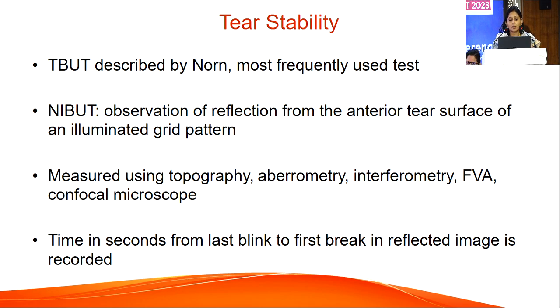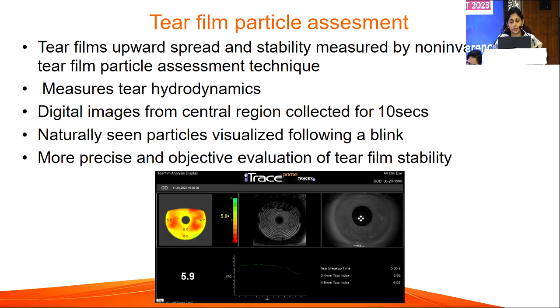Then tear stability has been done usually by the TBUT, but now non-invasive TBUT tests are available, which can be done by various devices like topography, aberrometry, interferometry, functional visual acuity or confocal microscopy. So non-invasive TBUT is done by observing the reflection from the anterior tear surface of an illuminated grid pattern. So time in seconds from last blink to the first break in the reflected image is recorded.